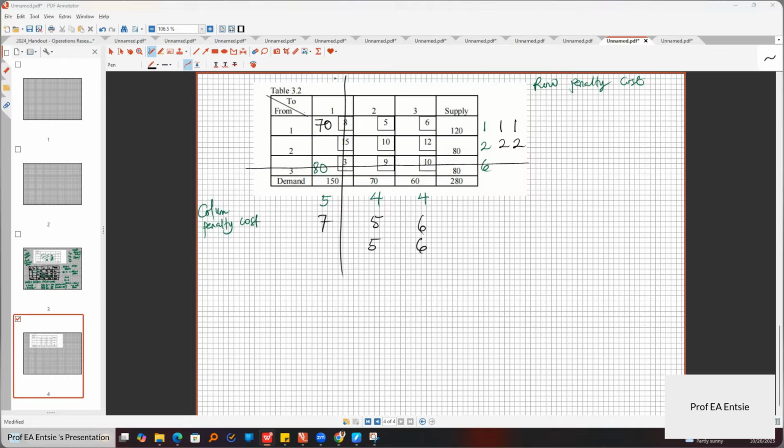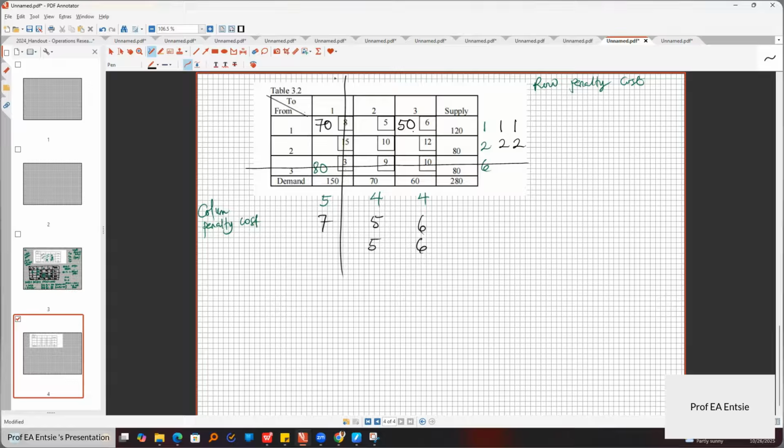So if that is the case, you go to the 6. That's where the 6 is, the highest penalty cost. Then you go to that column, it's column 3. What is the least cost there? 6. So what will I put there? I will put 50, because that row, the supply is 120. I already have 70, so I'll put 50 there, so that 70 plus 50 will give me the 120.